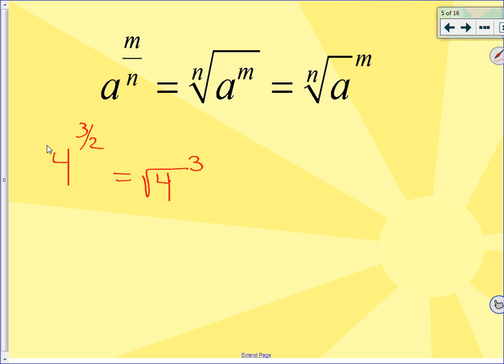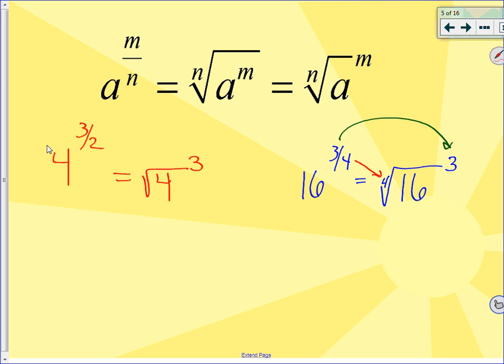Or if you had, let's say, 16 to the 3/4 power. Whatever is in the bottom is the root. So it's the 4th root of 16, and that's to the third power. So whatever is in the numerator stays a power. Whatever is in the denominator is the root.